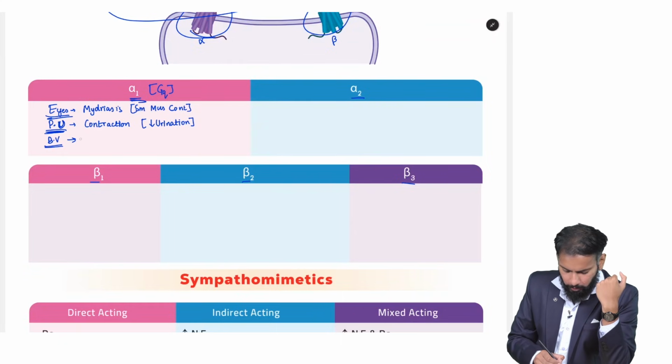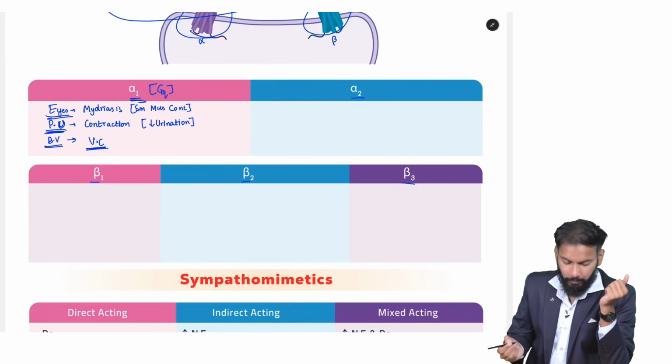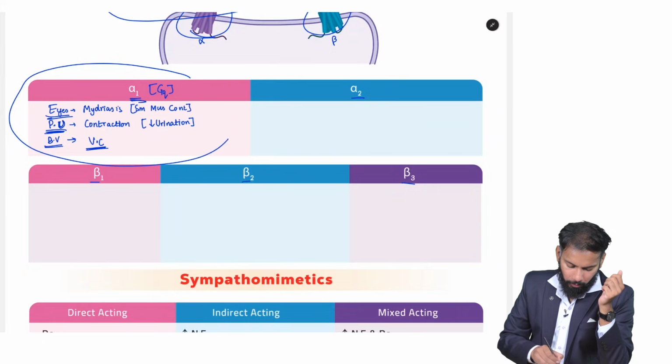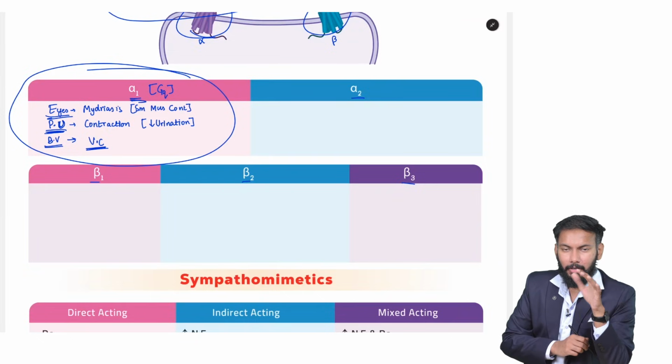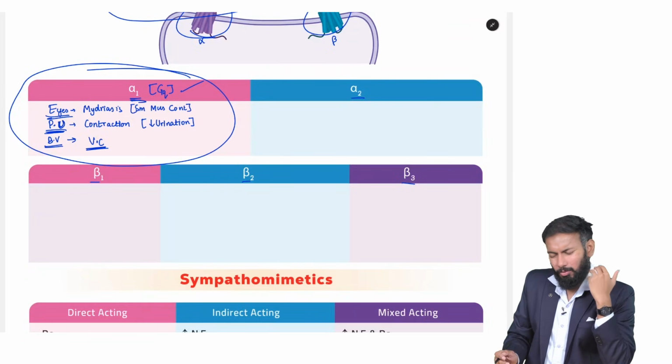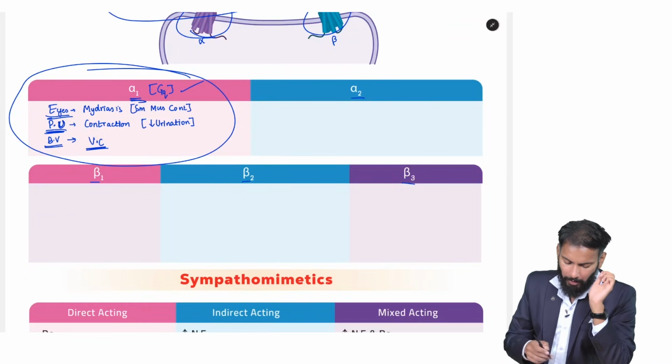Now what will happen to the blood vessel? Blood vessels also have smooth muscles. So there is vasoconstriction. This is what is very important. You have to remember alpha 1 receptor. Even if you remember the other receptors or not, alpha 1 is really important. If you forget all the other things, I want you to remember alpha and beta receptors.